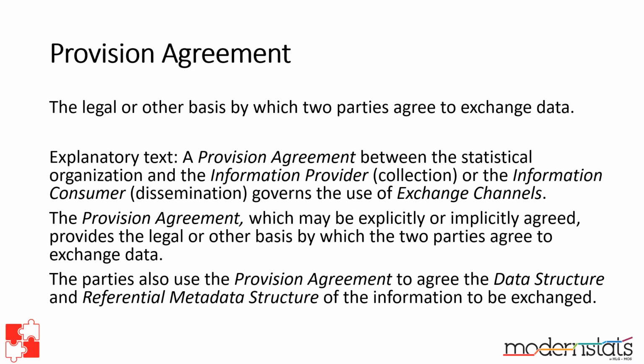The provision agreement information object is the legal or other basis by which two parties agree to exchange data. So a provision agreement between the statistical organization and the information provider or the information consumer governs the use of exchange channels. The provision agreement, which may be explicitly or implicitly agreed, provides the legal or other basis by which the two parties agree to exchange data.